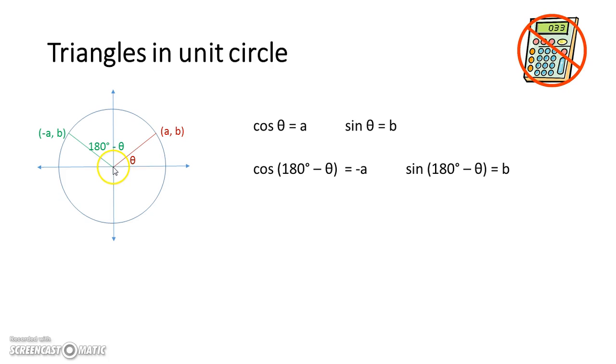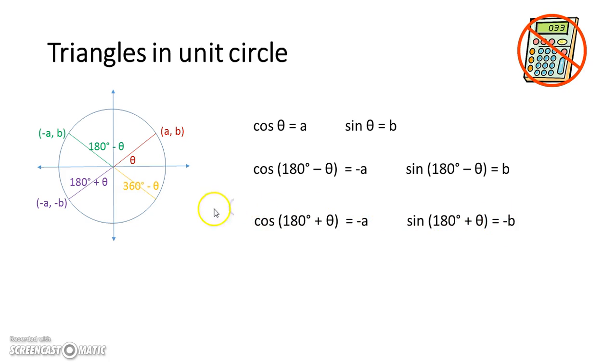If we then take 180 plus theta, we're there, and again it's the same size triangle. So this would be negative a, negative b. See it's directly under there, so it's negative a, and it's like it's flipped over, reflected in the x-axis, so it's negative b. So cos of 180 plus theta is negative a, sine of 180 plus theta is negative b.